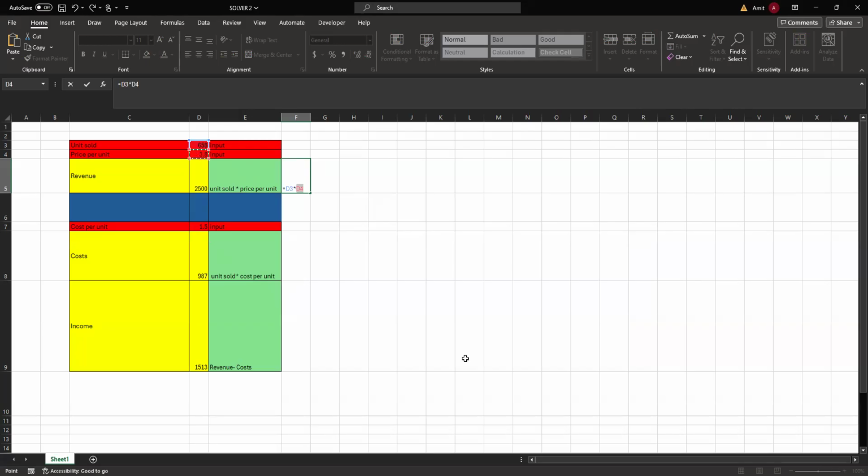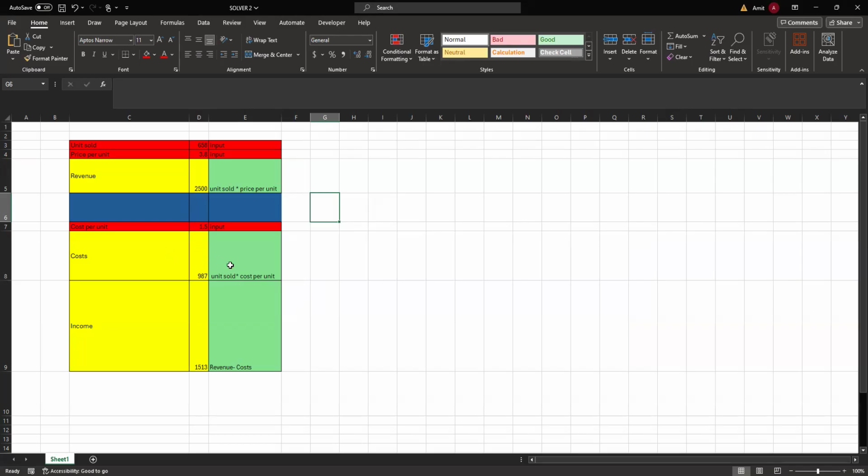Whenever you have to apply any formula in Excel, you have to press the equal to sign before the formula. So equal to unit sold times price per unit. And when you press Enter, you will see the same answer which I have, 2500.